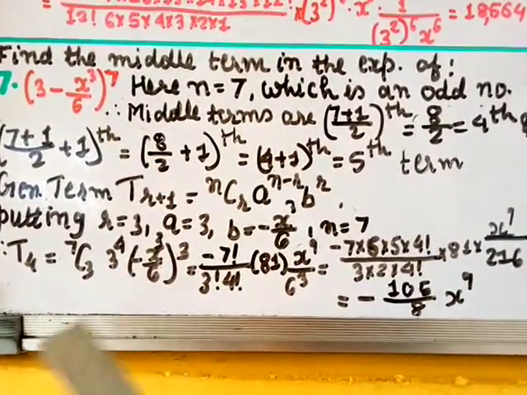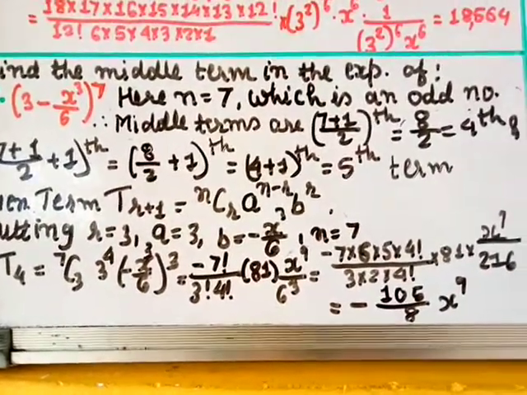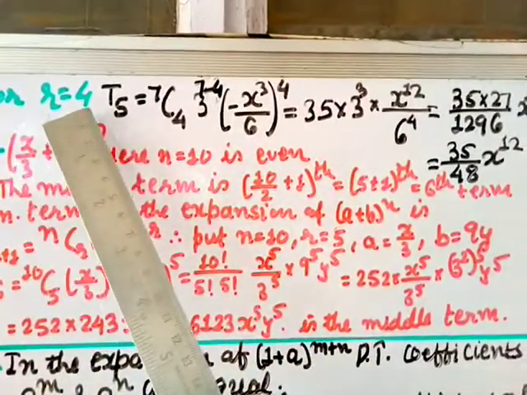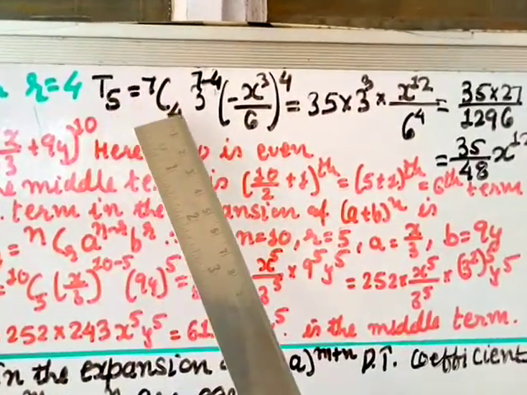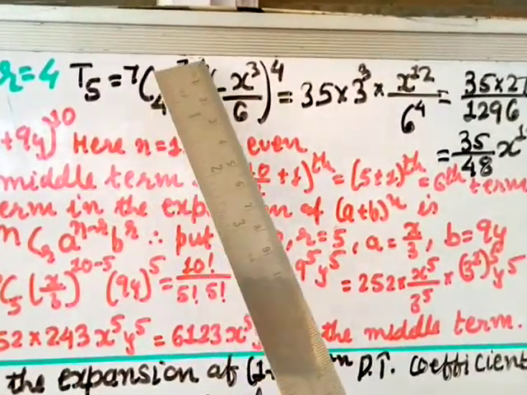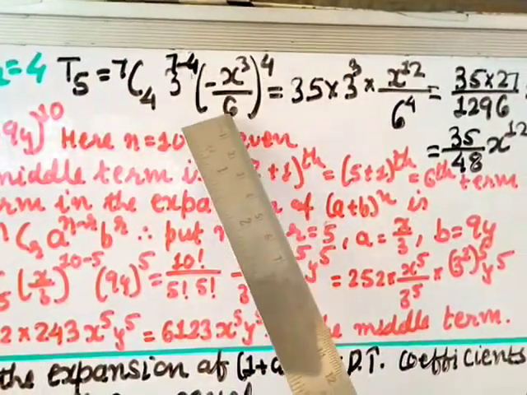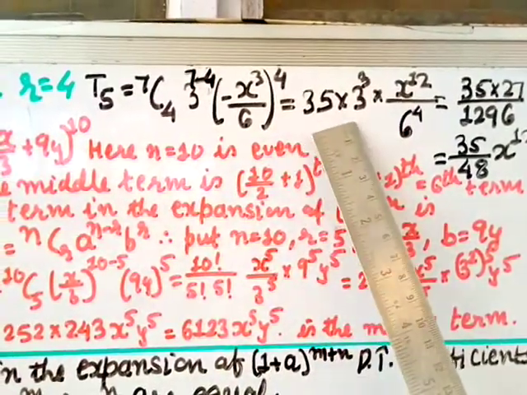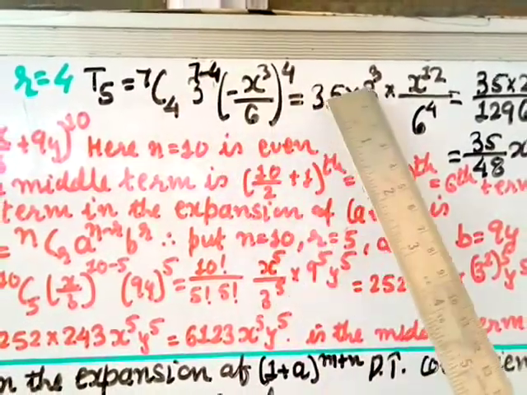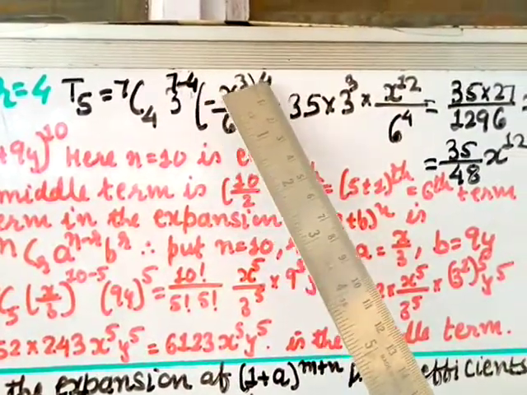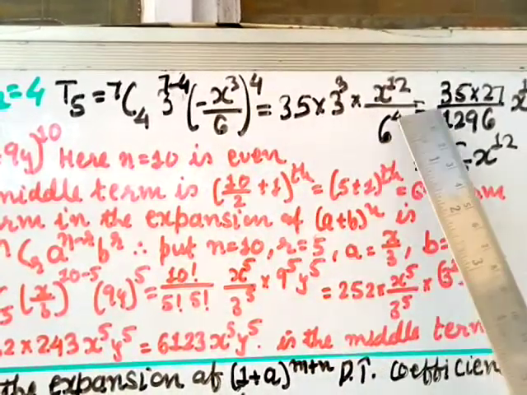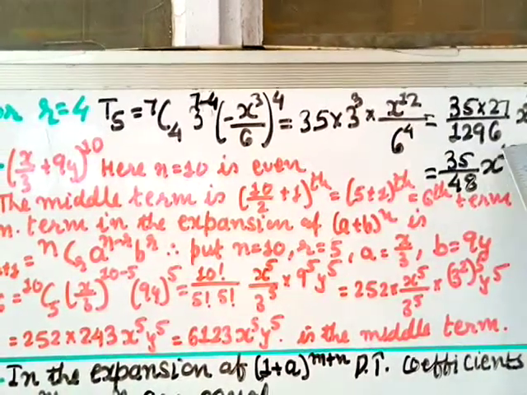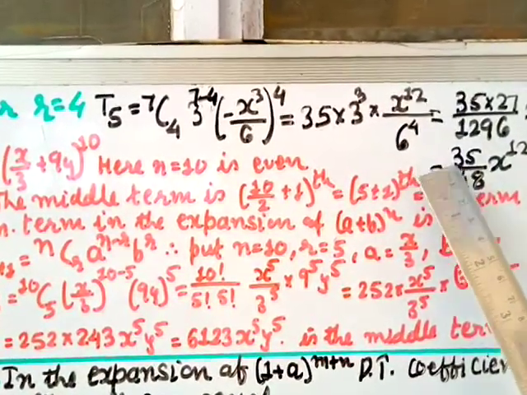For the fifth term, only the r value will change to 4. So let us put r equal to 4, and a, b and n remain the same. So T5 equals 7C4 into 3^(7−4), that is 3³, into (−x³/6)^4. This equals 35 into 3³ into x^12 over 6⁴, that is 35 into 27 x^12 divided by 1296. When you simplify this part you get 35 by 48 x^12.